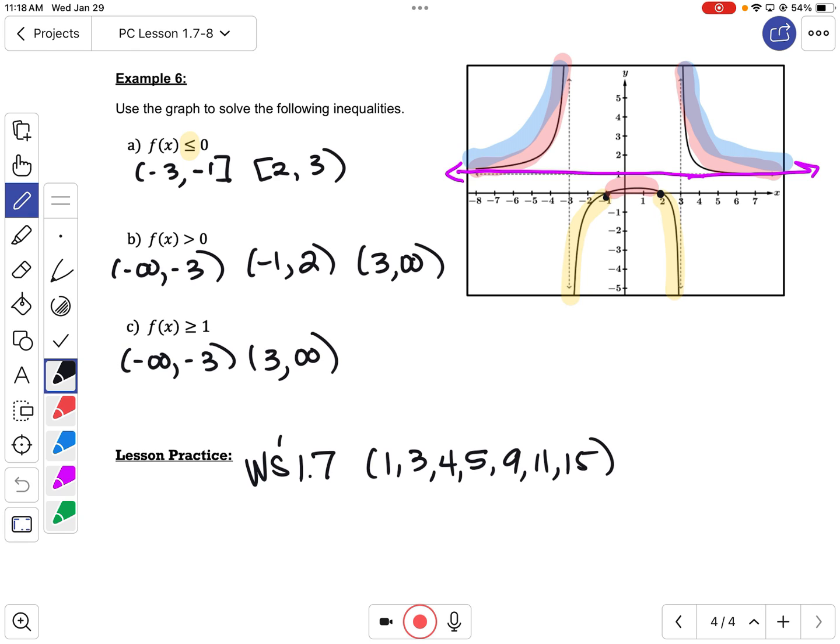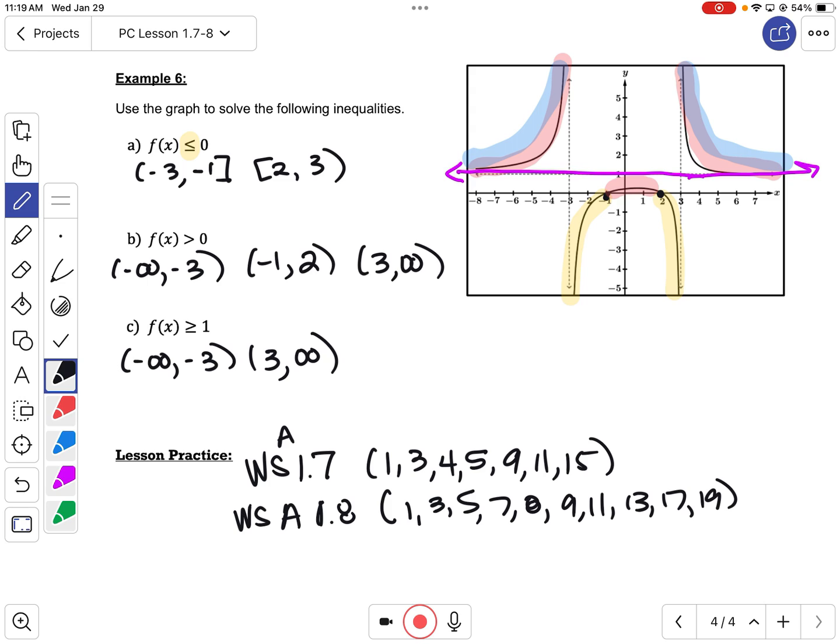All right. So there's 2 worksheets attached that were printed back there. Worksheet A for 1.7 and worksheet A for 1.8. Okay. So on the first one, 1, 3, 4, 5, 9, 11, 15. On the second one, 1, 3, 5, 7, 8, 9, 11, 13, 17, 19. Okay, that's more than I typically give, but it's just a good variety of all the stuff we talked about. Do what you need to do. Okay, and if you need more practice, there's more there. Okay, it's nowhere near the end of all that's available.